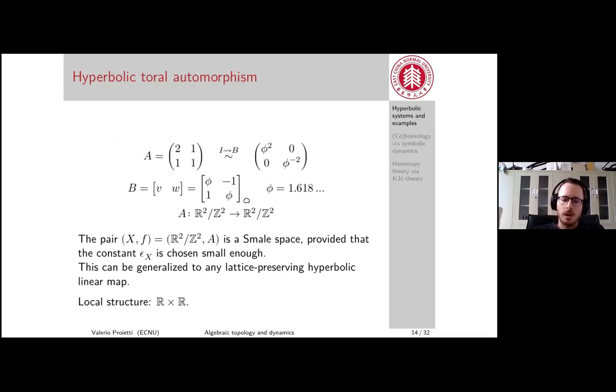Because my action respects Z^2, the lattice, it descends to an action on the torus. So I have a hyperbolic toral automorphism. These are examples of Anosov diffeomorphisms.